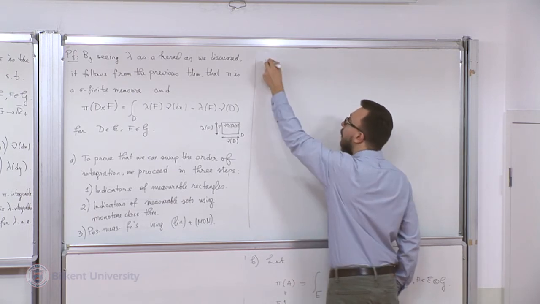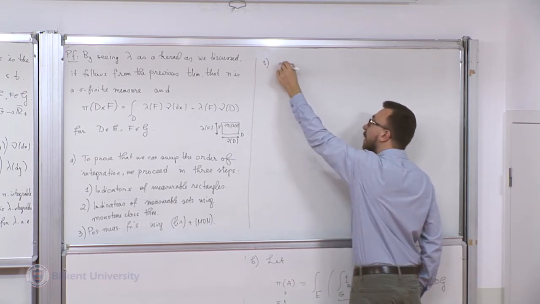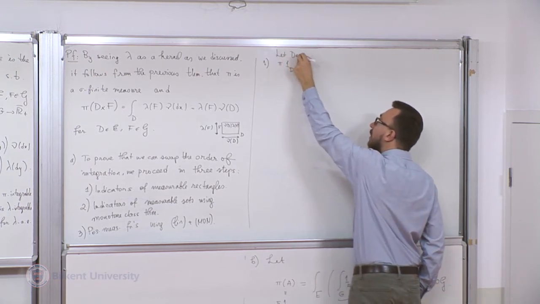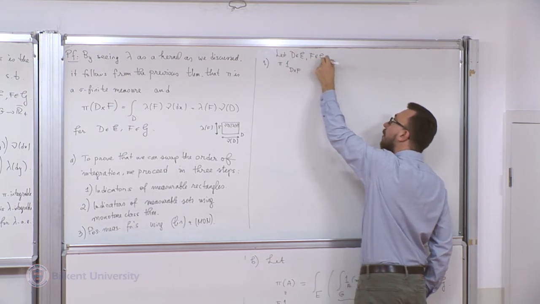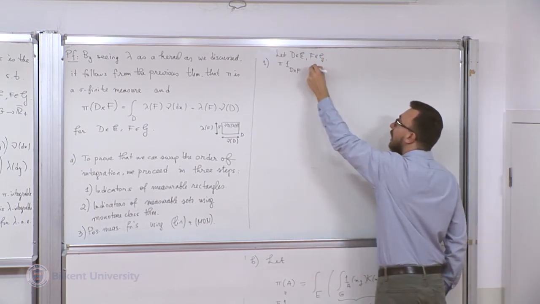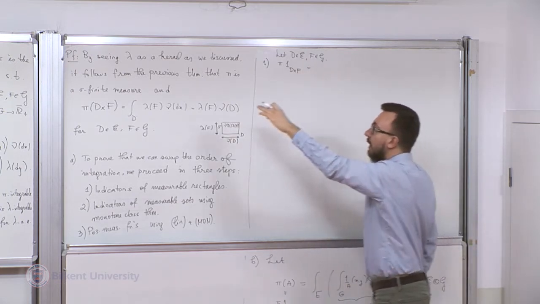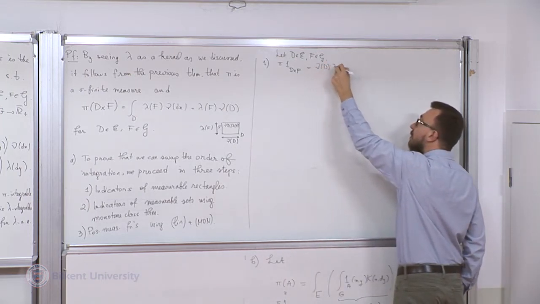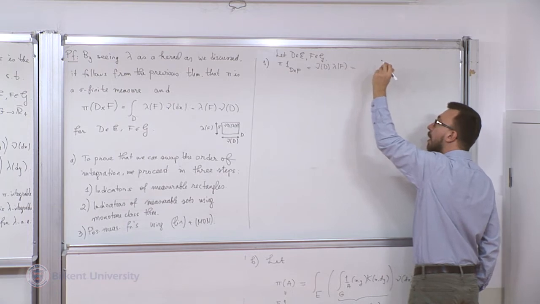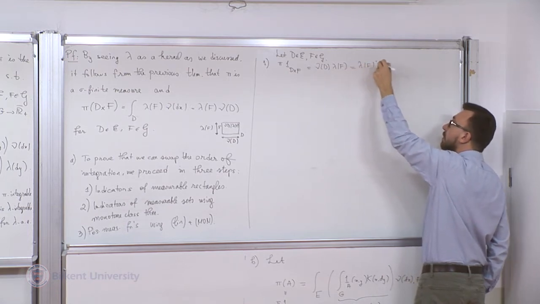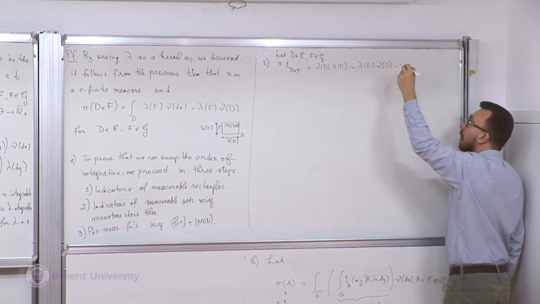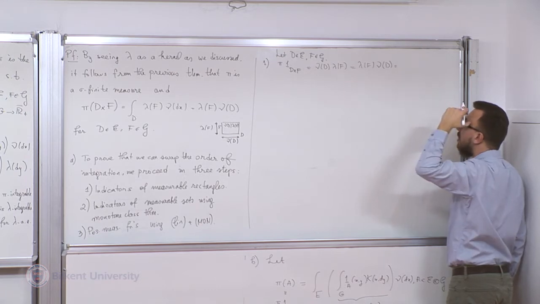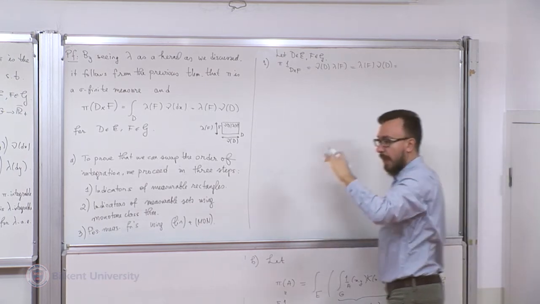So let's start with number one. Well, pi of the indicator of D cross F. Let me fix some measurable rectangle, D in E, F in G. So this is what? We just calculated that this is lambda F times nu D, nu D times lambda F.